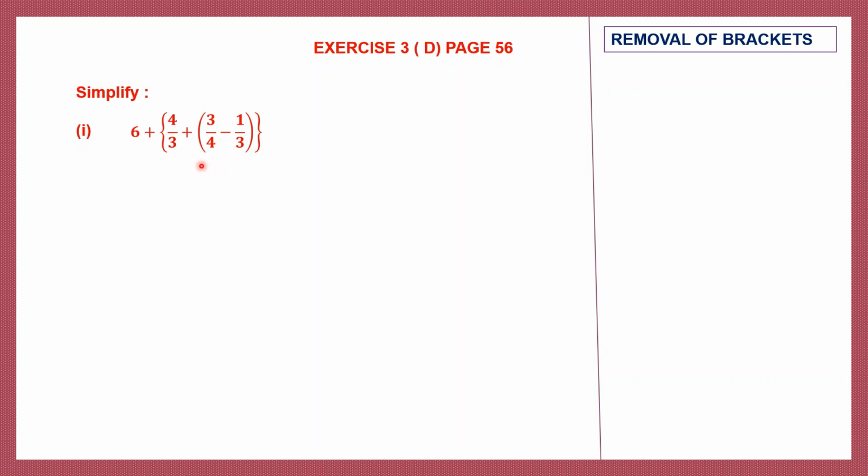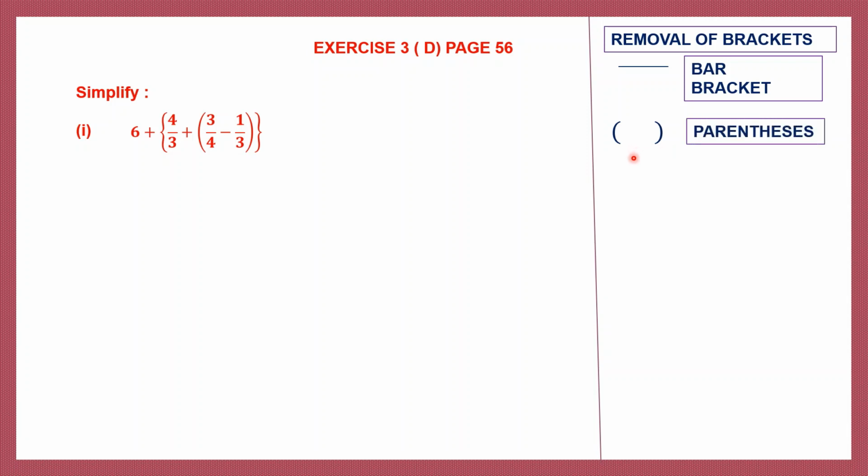Now what are the various types of brackets? First we have a line drawn above operations, above numbers, and this is called the bar bracket. We call it that because there's a line drawn above certain operations which we have to do first. Then we have something called the common bracket or the parenthesis. It's commonly used.